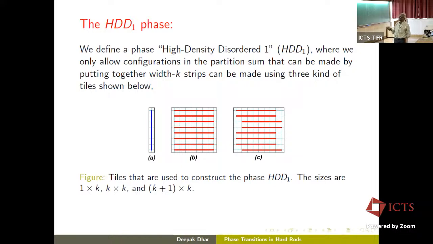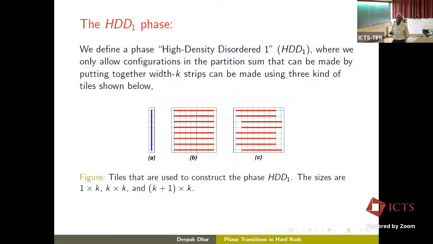So instead of taking the old construction, I take the following construction. I have 3 types of tiles. One tile looks like this, 1 by k, the other is k by k, the other is k plus 1 by k. And I put these in some arbitrary way along a line, and then I can fill up this. This is a stripe, and then there are many possible stripes. So I only look at configurations which can be created in this way using these tiles. Okay, and so that is called the HDD1, and then I can calculate the entropy of this.